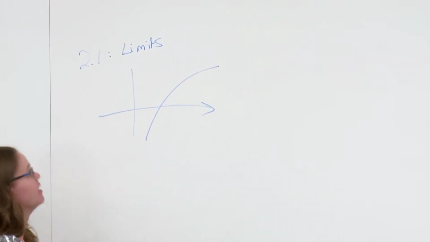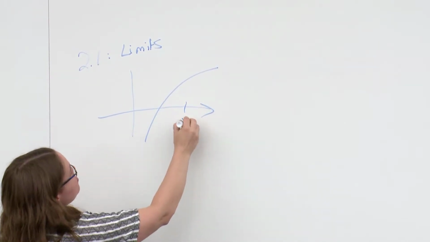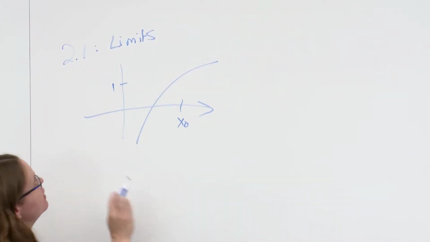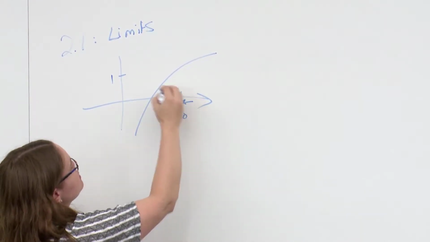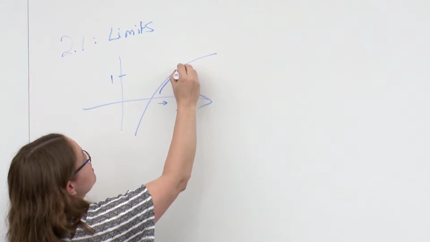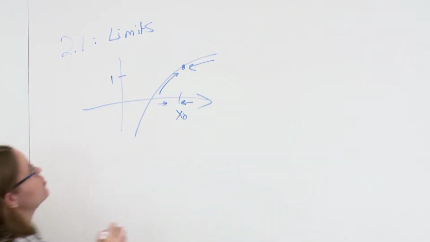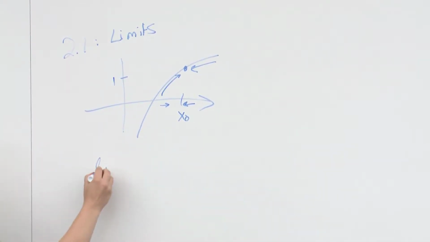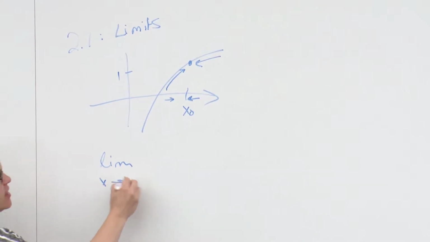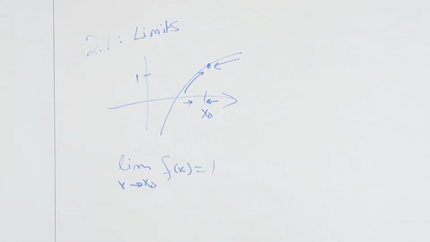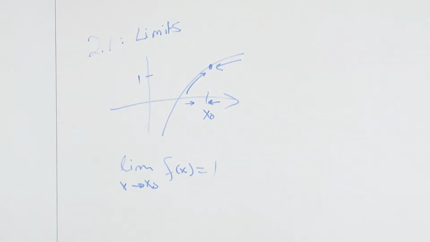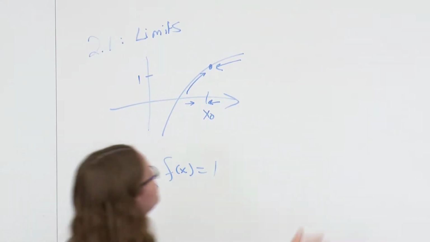All right, so this is an easy case, maybe. Maybe this is x naught, and maybe this is 1. Again, as we approach x naught from the left or from the right, we come along this curve, right? And we're hitting this value. So in this case, limit as x approaches x naught of f of x equals 1. This is a nice continuous function. We don't have to have continuous functions to have limits.